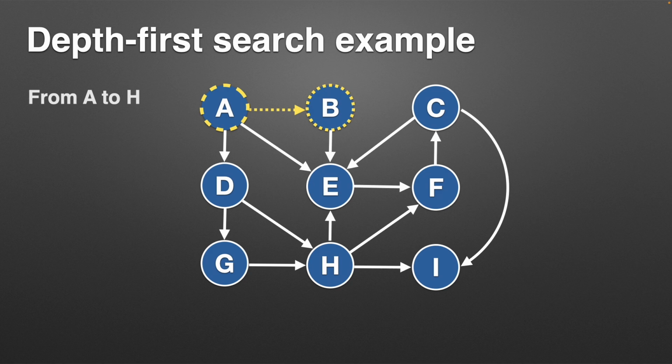It has E, so we follow that path. We get to E and ask the same thing of E: what neighbors does it have? It only has one, F. So we go to F. We ask that same question again. It has C.